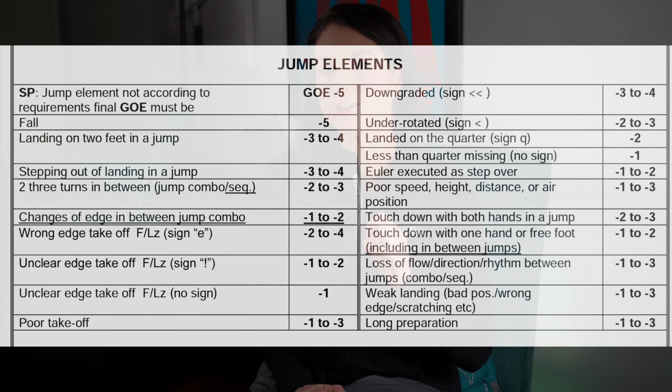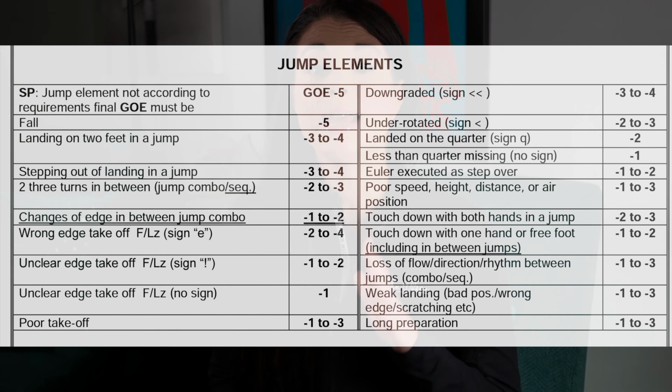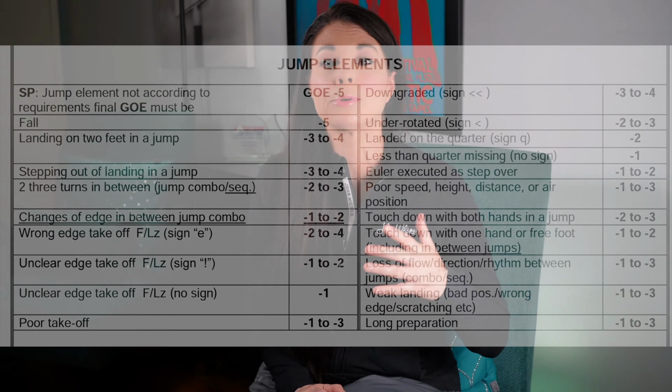The new jump GOE reductions, changes of edge in between a jump combo. This happens when a skater does a triple flip, single Euler with a change of edge on the landing of the Euler, and then executes a triple toe. The reduction of GOE is -1 to -2. In my opinion, that shouldn't count as a combination. It should not have a change of edge. They are now allowing it.